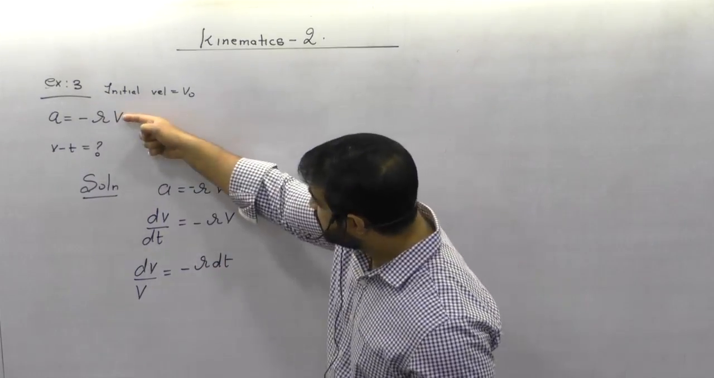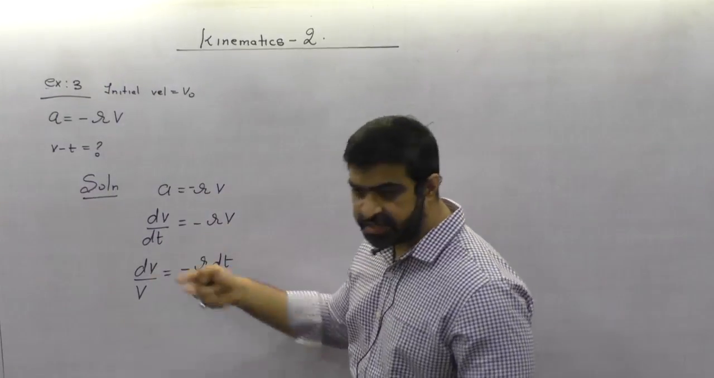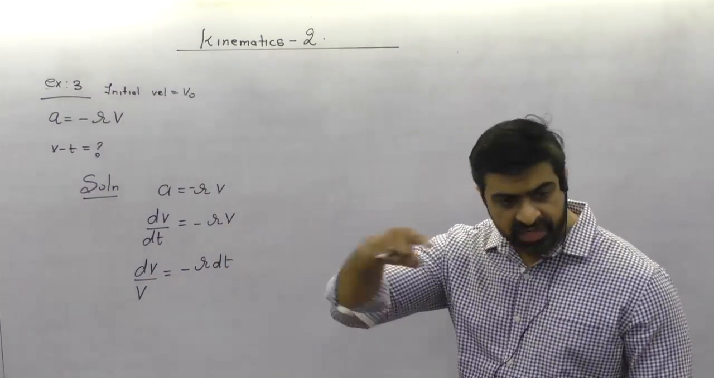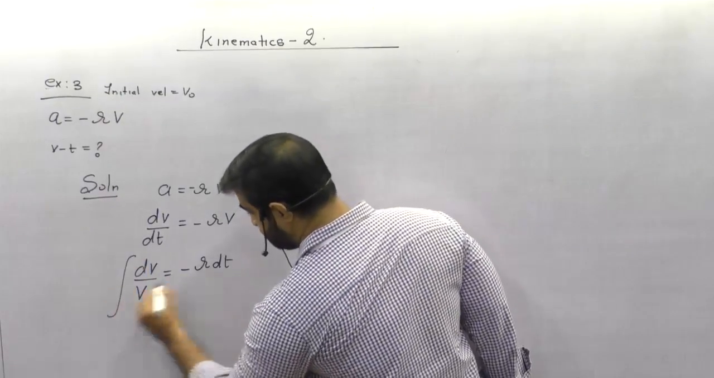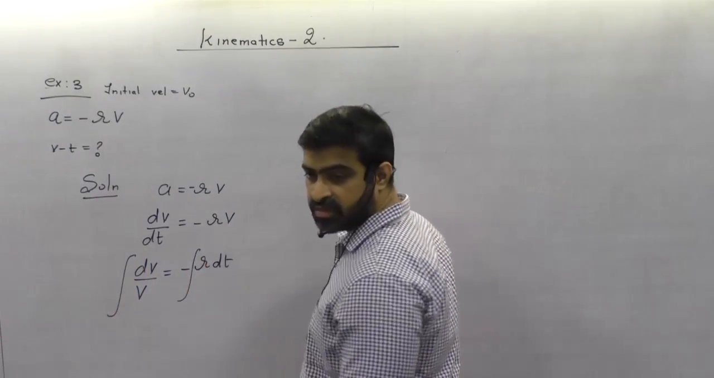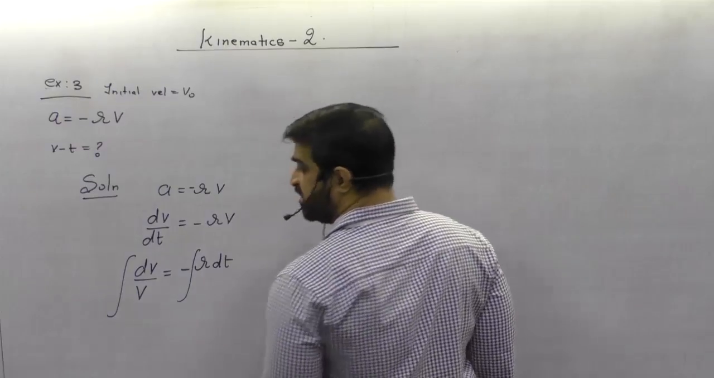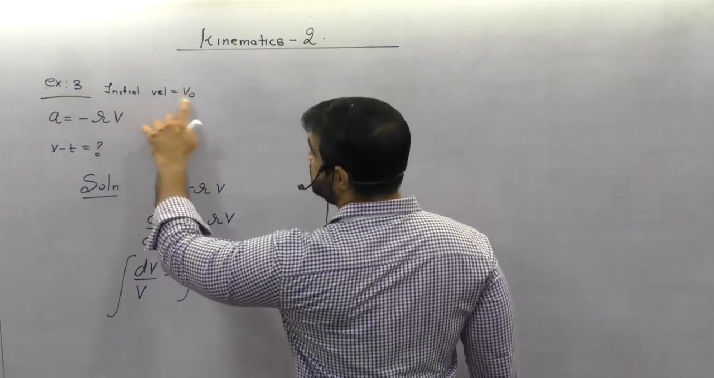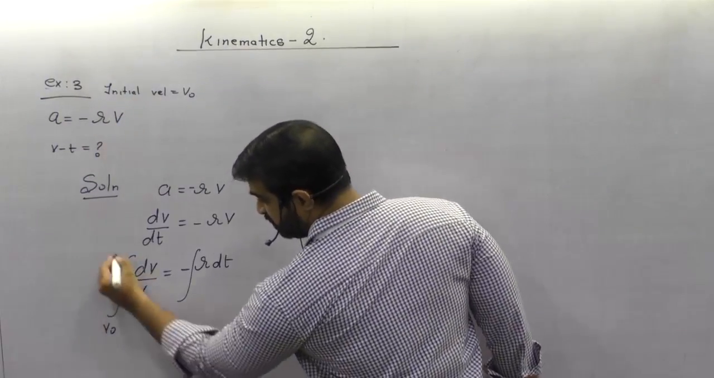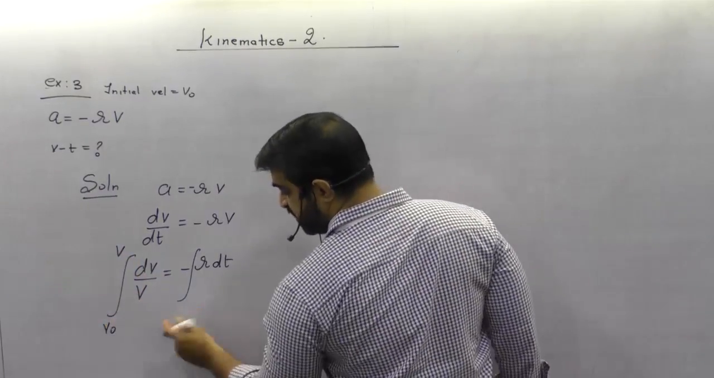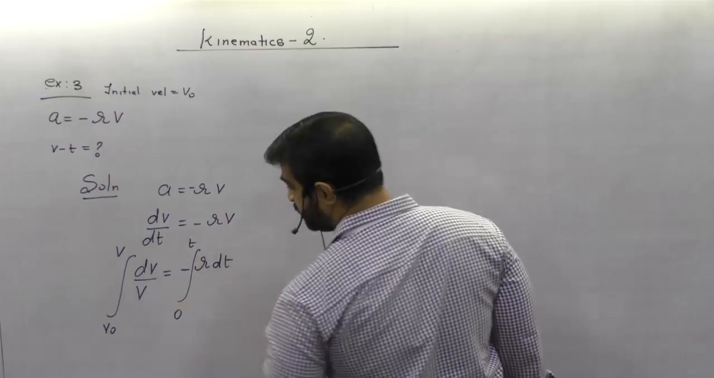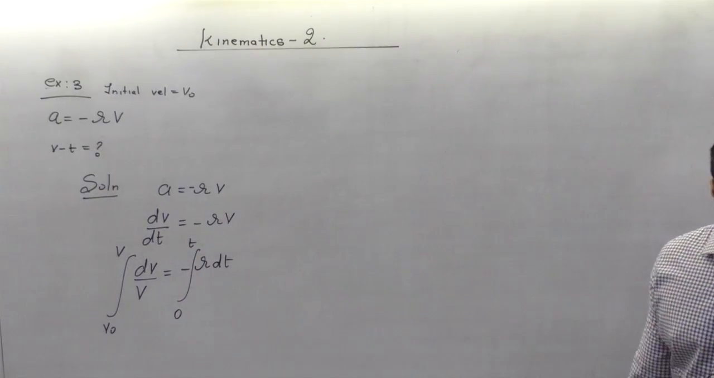Now you know, a to v is integration, and v to a is derivative. So I'll integrate, and the limits will be initial to final. Initial velocity is v naught, so v naught to final v. And time will be from 0 to time t. Are you understanding?